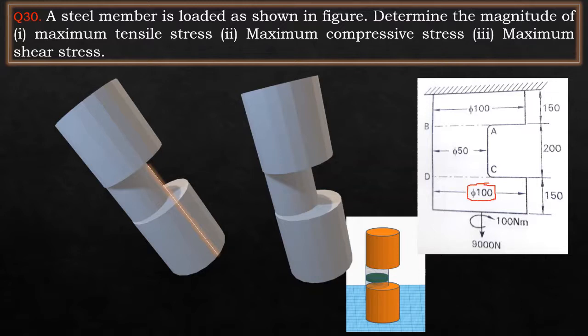A load of 9000 is applied exactly at the center of the 100 mm diameter rod, and also it is almost next to the 50 mm diameter rod. So a load is applied here. At the same time, a twisting moment of 100 Newton meter is applied on the structure, which is shown in this diagram.